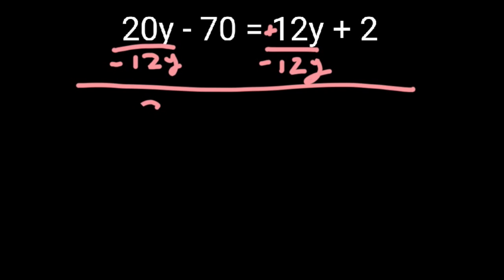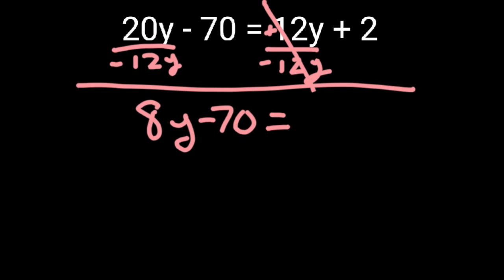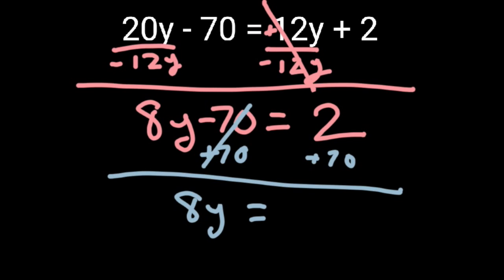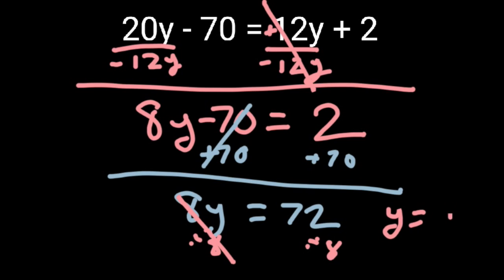20y minus 12y is 8y's. The minus 70 is still there. Equal sign comes straight down. 12y minus 12y cancels out, and the right side is only 2. Now it's a regular two-step equation, and we need to add 70 to both sides, leaving 8y on the left side equaling 72. We have a one-step equation. 8 times y is 72. So we're going to divide both sides by 8, and y will have to be 9.